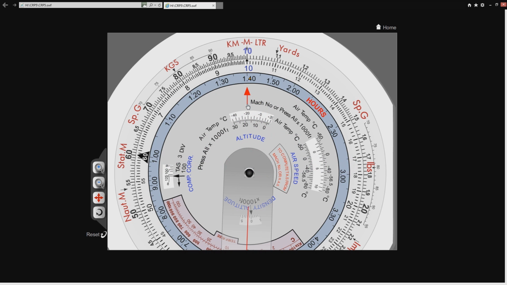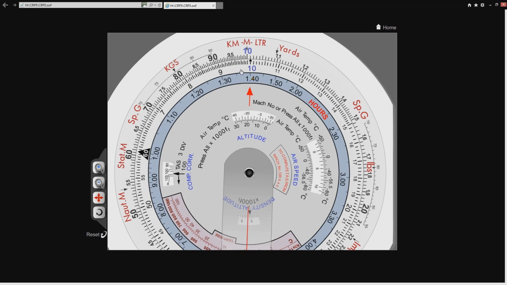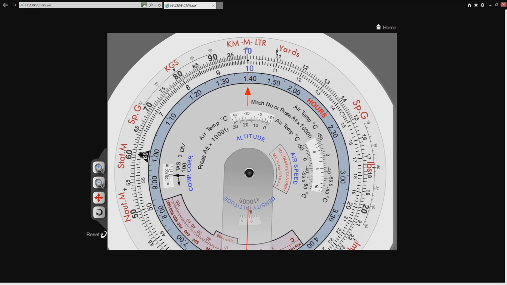Now, if we normalize the CRP-5, that is to say that we set everything up so that all of the 10s line up with each other, the 11s and the 12s and the 13s and 14s are all lined up nicely together, you can see that if we look in the airspeed window down here, let's look under pressure altitude. Pressure altitude is 0 feet, so this is standard sea level, 0 foot pressure altitude. Notice what the temperature is.